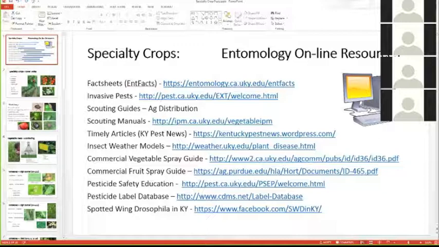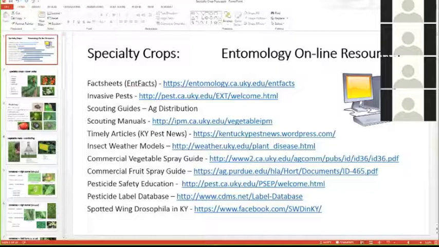Our commercial vegetable spray guide, we refer to that as ID 36, is online if you don't have a printed copy. Our commercial fruit spray guide is also online. This is in Kentucky what we call ID 232, but Purdue is the one that posts the PDF on this. The pesticide safety education website is very important.